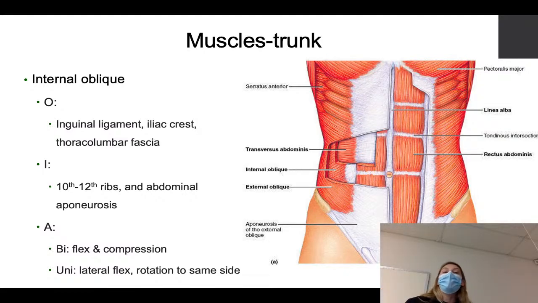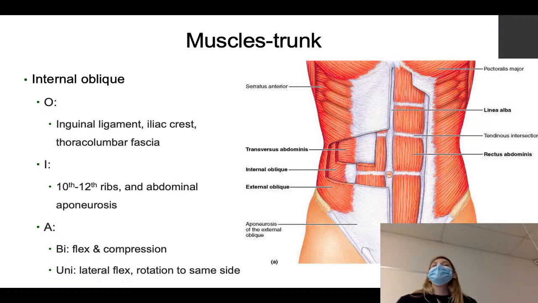So it's going to come off that inguinal ligament, so off the side right here. It's going to originate also off the side of the iliac crest, so the top of the hip, and what's called the thoracolumbar fascia. So thoraco is thoracic spine, lumbar is lumbar spine. Basically what that means is it's going to wrap around posteriorly, and you'll have a broad kind of diamond shape of fascia going from your thoracic spine to your lumbar spine. So it wraps around and attaches onto that fascia.